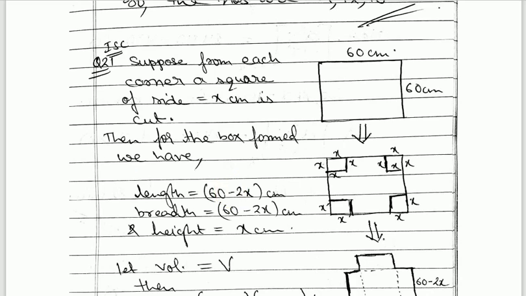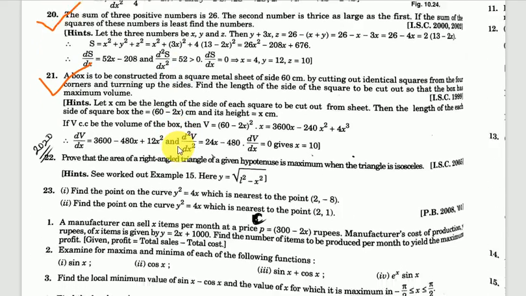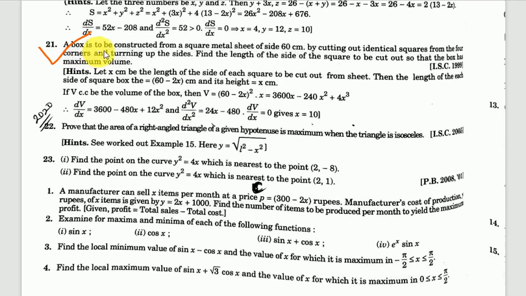Next question is question number 21. Here it says that a box is to be constructed from a square metal sheet of side 60 centimeters. So you have got a square metal sheet of side 60 centimeters, and you have to construct a box out of this by cutting out identical squares from the four corners and turning up the sides. Find the length of the side of the square to be cut out so that the box has maximum volume.